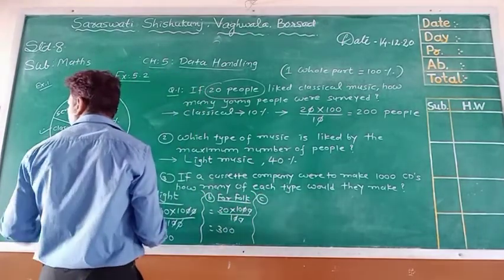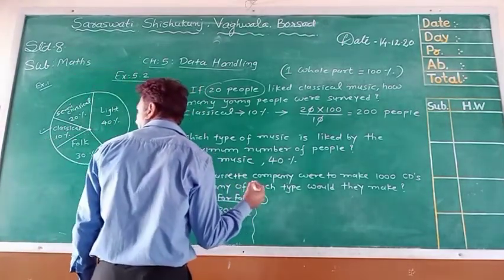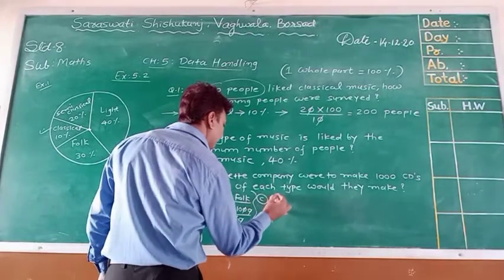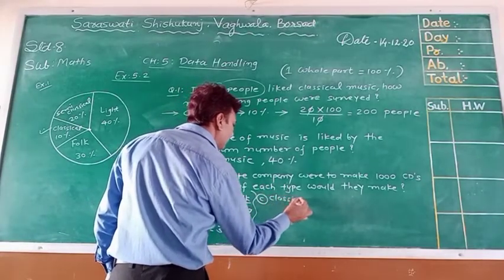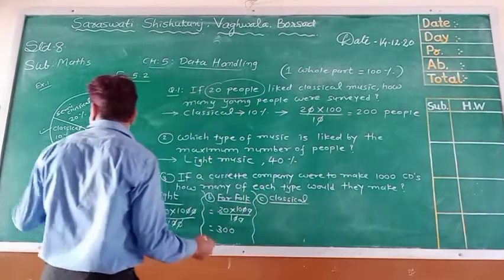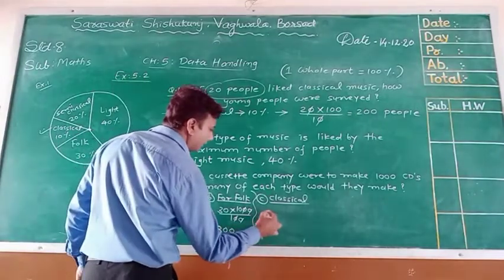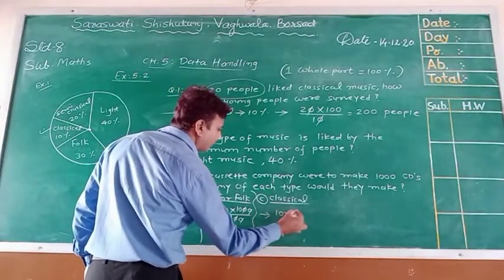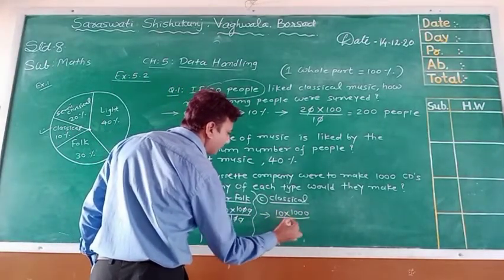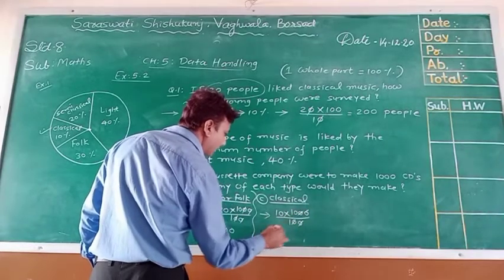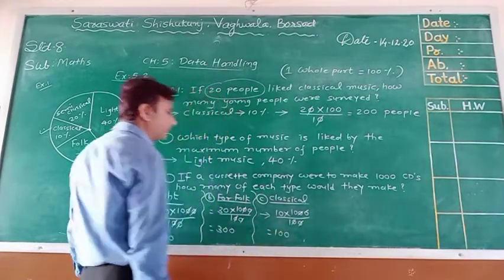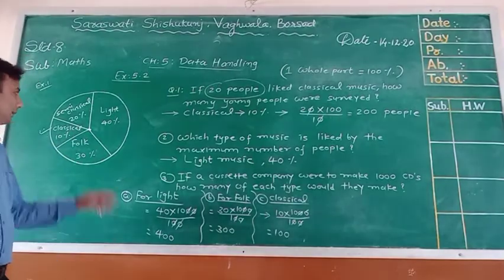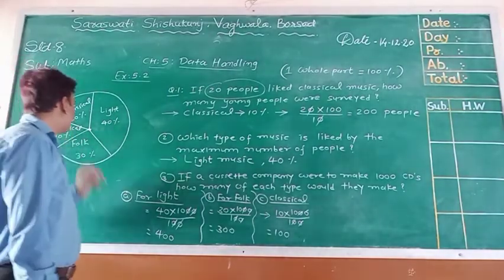Now see classical. For classical, 10. So here 10 multiplied by 1000 upon 100 is 100. That means we have to distribute 100 CDs in the classical section. Now semi-classical.